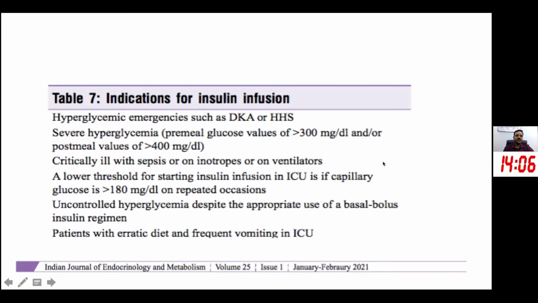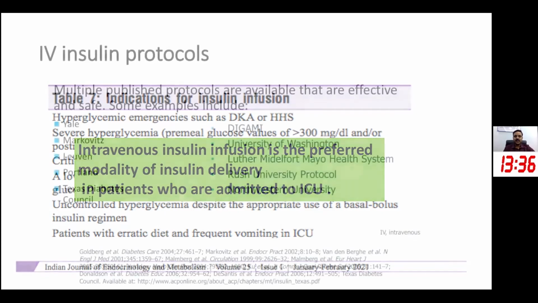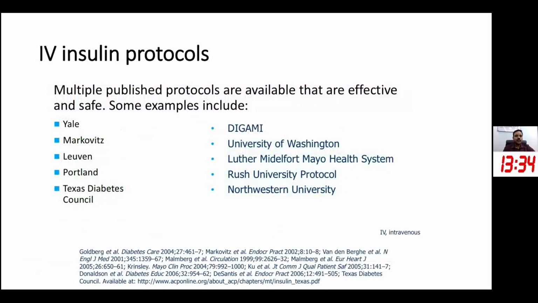We should have a low threshold for starting an insulin infusion, and that cutoff also we have put as 180 milligram per deciliter. Uncontrolled hyperglycemia, despite the appropriate use of basal-bolus insulin regimen, especially when patients are on high doses of steroid, their insulin infusion is good. Patients with erratic diet and frequent vomiting and in ICU, again insulin infusion is a must. So IV insulin infusion is the preferred modality of insulin delivery in patients who are admitted to critical care in COVID-19.